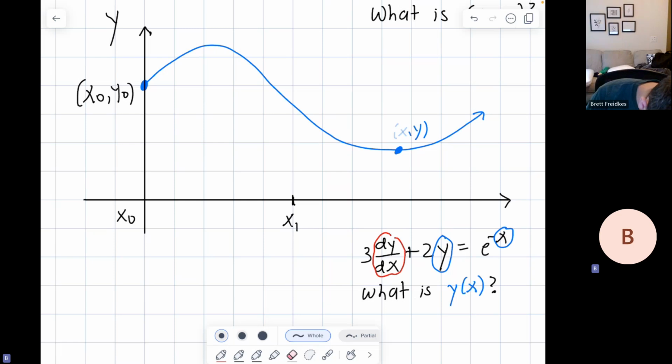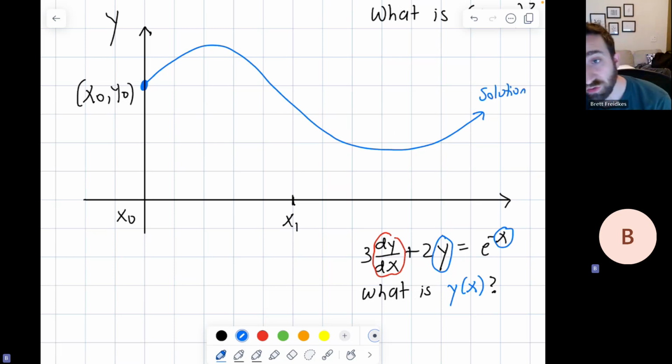I'm going to write this. I'm going to erase this. I don't need that. Okay, let's go ahead and say that this is our solution to our differential equation.